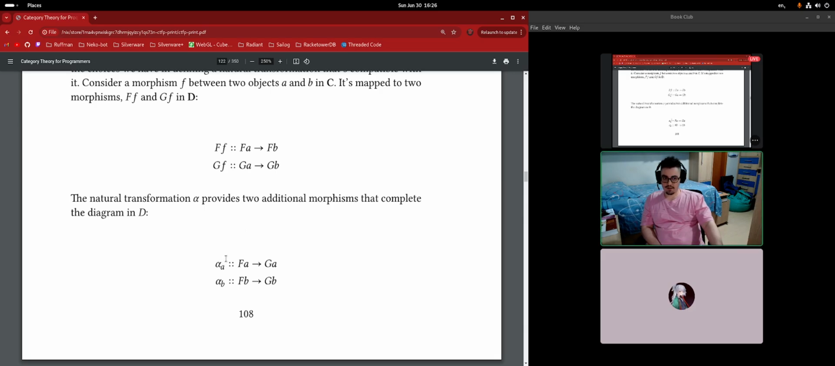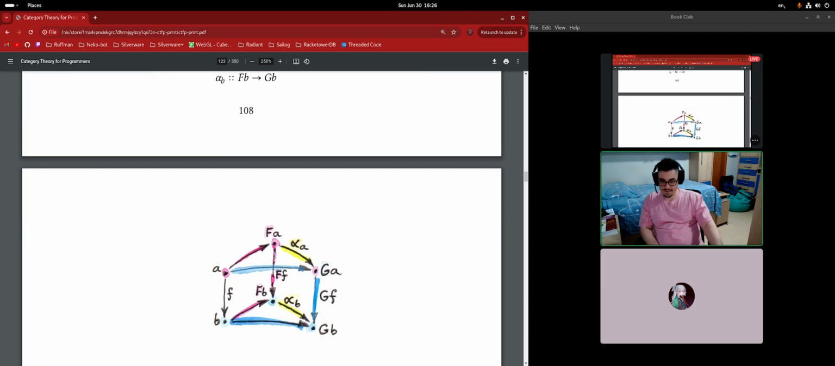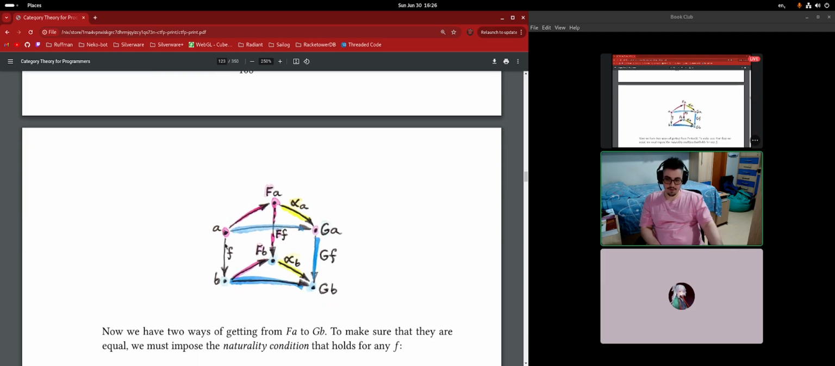which is component alpha at A and component alpha at B. This is basically saying we are now at F of A, the image in D after crossing the F bridge, and we want to go to the location we would have reached if we had taken the G bridge. So we are creating a new one. And this is how those bridges look together. So we have A.